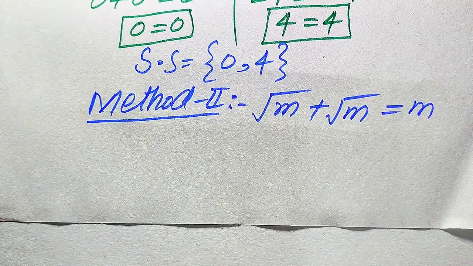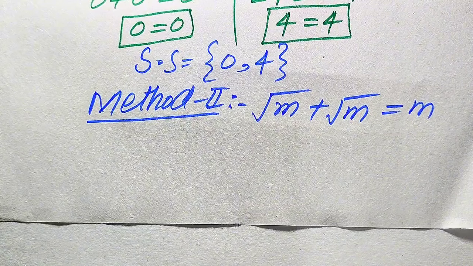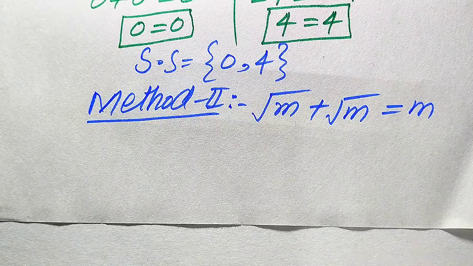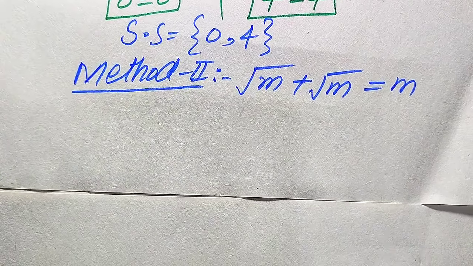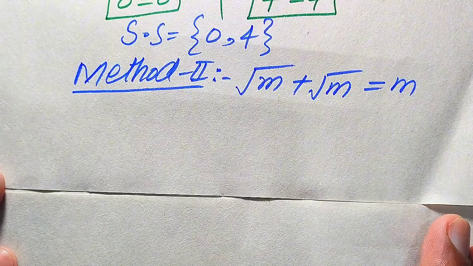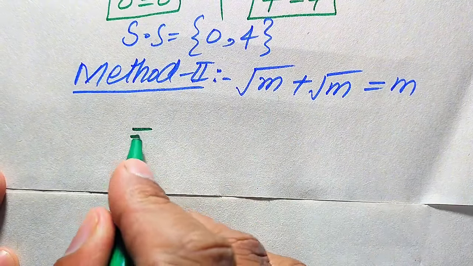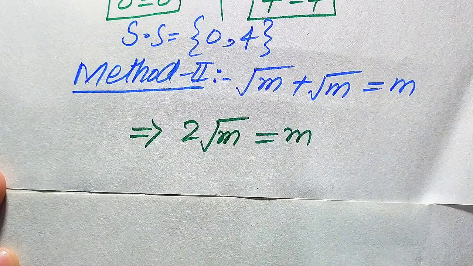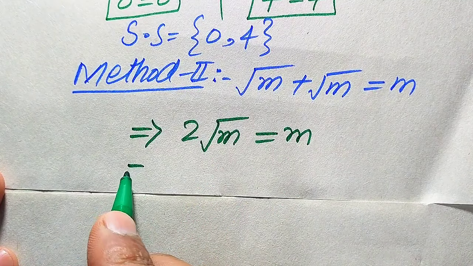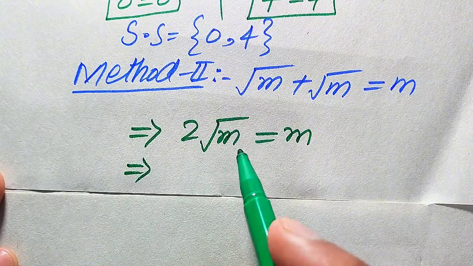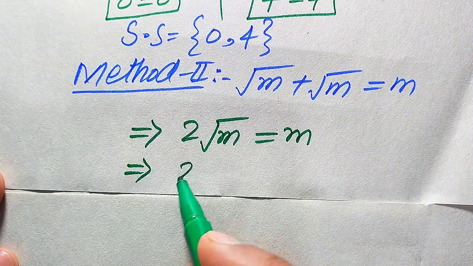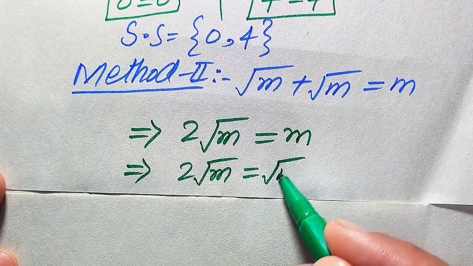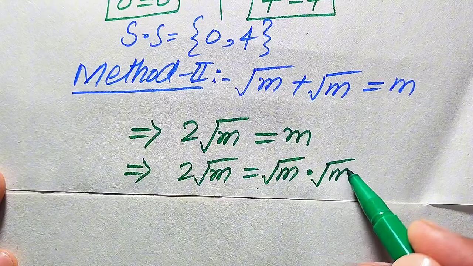So in the second method, we just directly get the roots of this equation. This is our quick method, and we quickly get all the roots of this equation. So first you see that square root of m plus square root of m becomes 2 times square root of m is equal to m. And now in the next step, we need to focus on the right hand side, where we have m, and we write this m as square root of m multiplied by square root of m.